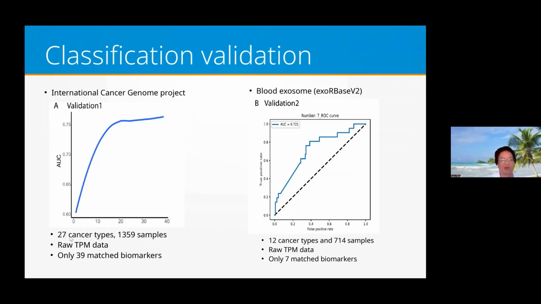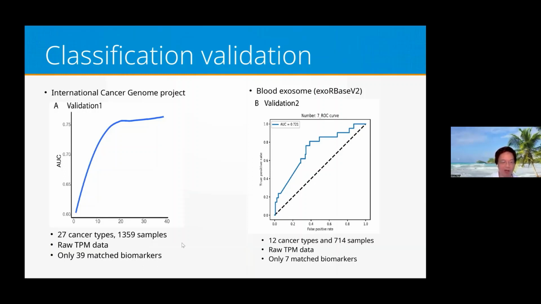That covers 7 cancer types, 1,000 samples. And I used the raw TPM data. I didn't do anything, just raw data, and still got 78 AUC. And then most strictly, I used the blood exosome data, with 12 cancer types.